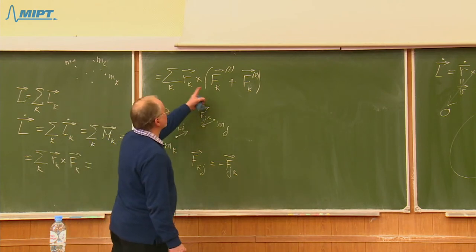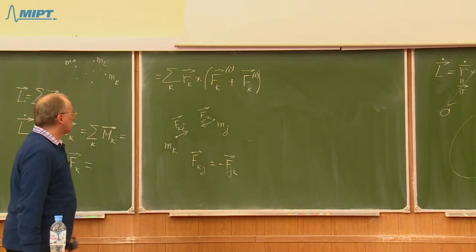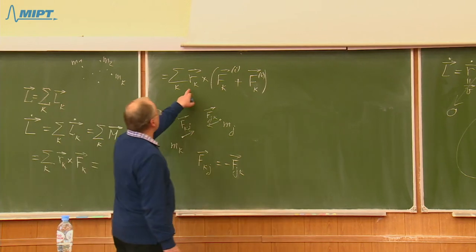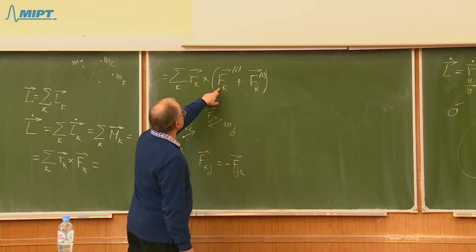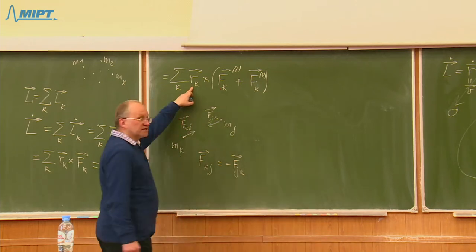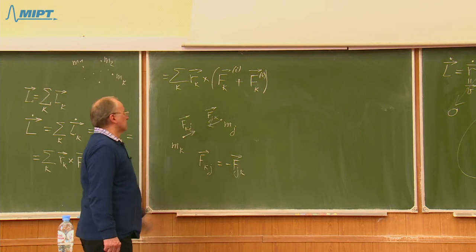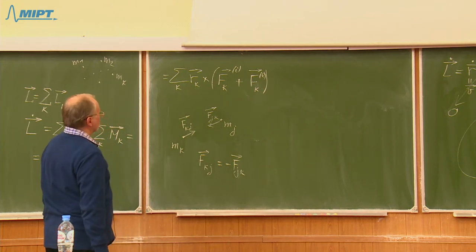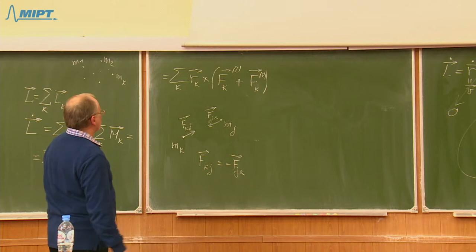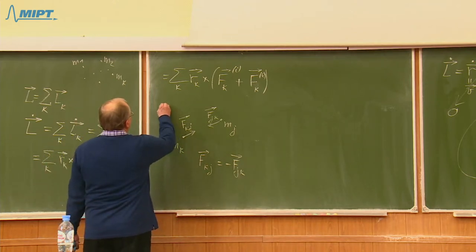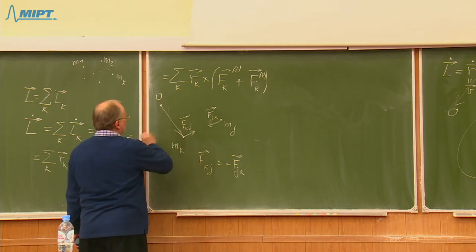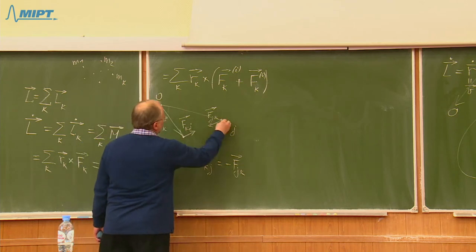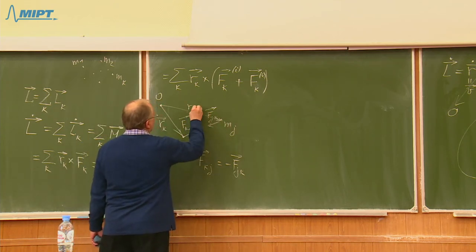In order to calculate the torque of each force, we have to take into account that along with the force, we have to use the radius vector of each particle. So there should be some point O, and a radius vector pointing at each particle, at particle number k, and another radius vector pointing at particle number j.